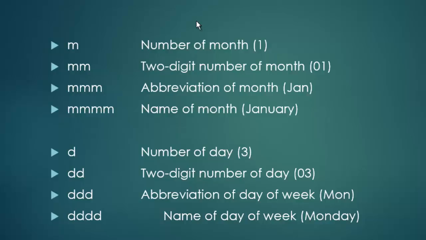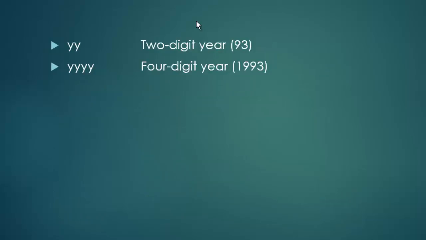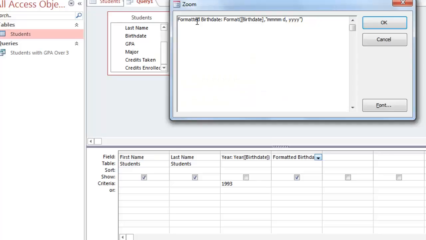D follows a really similar pattern for day. 1D is a single digit if it's a small number, so 3. If it's 13, it would obviously just say 13 there. 2Ds is a 2-digit number, so either 13 or 03. 3Ds is a 3-letter abbreviation, so the day of the week, like MON for Monday. And 4Ds is the written out day of the week, so the full name of Monday. Years follows a similar pattern, only we just have 2 digits or 4 digits, so 93 or 1993, depending on whether we put in 2 or 4 Ys. So let's go back to that formula.